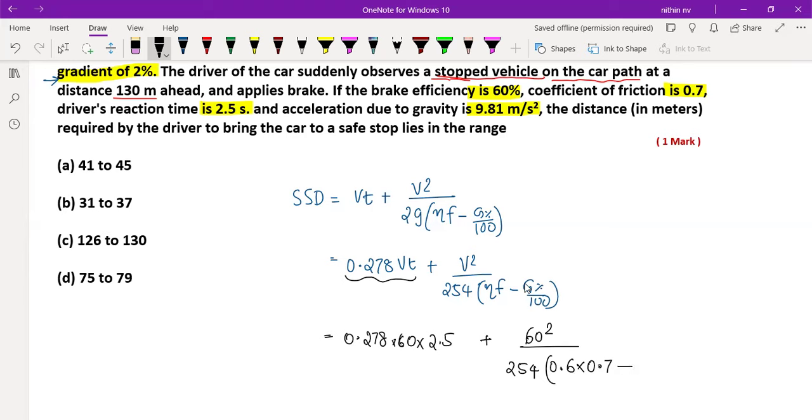The reason why I have written the gradient in this format is we need to substitute this value in the form of decimals, right? So 2% indicates 2 by 100, that is nothing but G percent by 100, which is 0.02, right? So once you do this, you're going to get around 88.